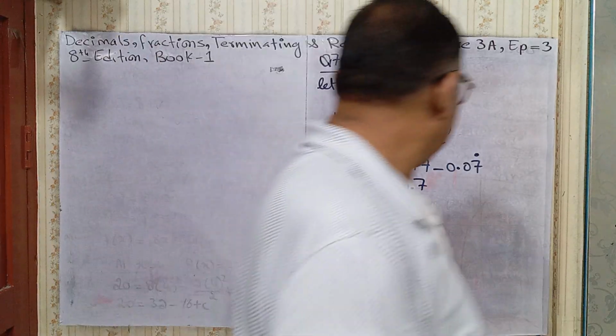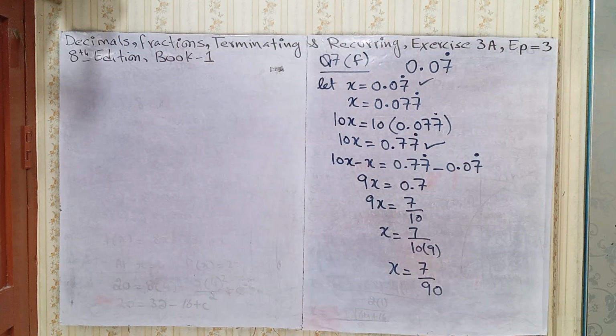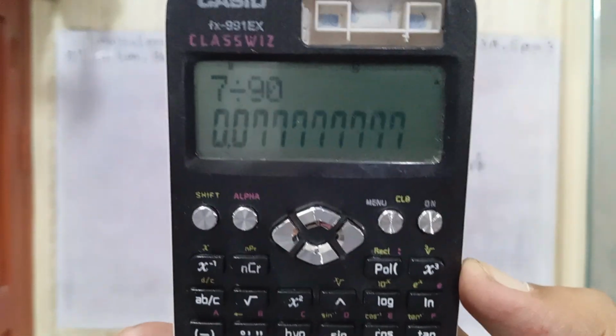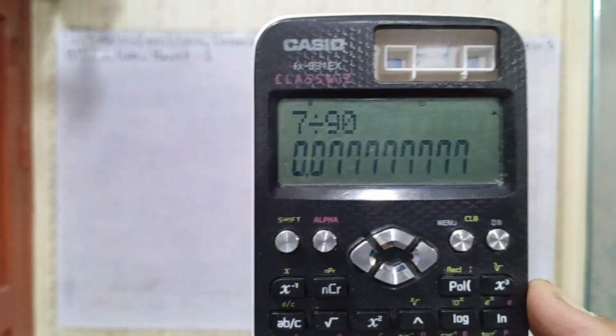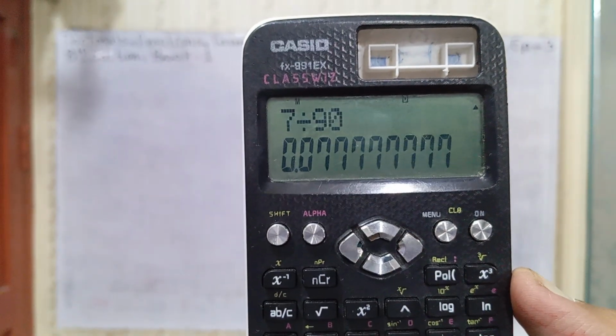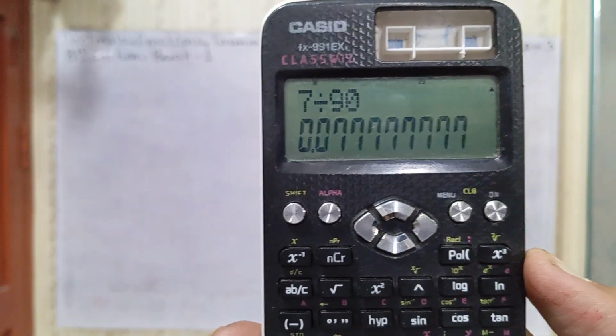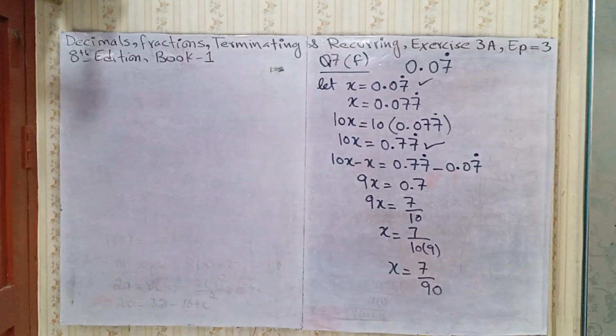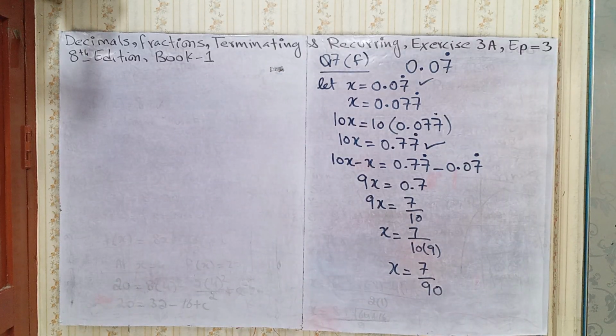So this is how this is done, and let me check from the calculator if the answer is right or not. This is 7 divided by 90, and that is equal to 0.0777. Let me show you. 0.0777777. So this is how you will convert this recurring non-terminating decimal fraction into a simple fraction.